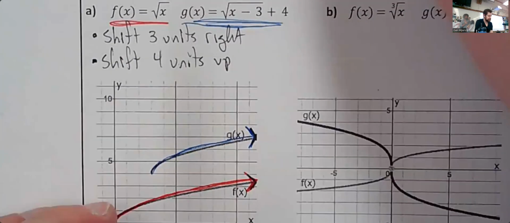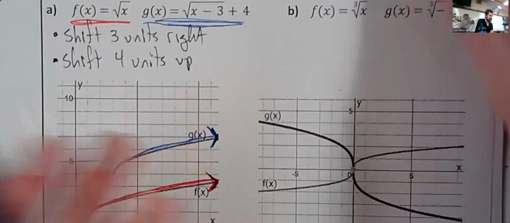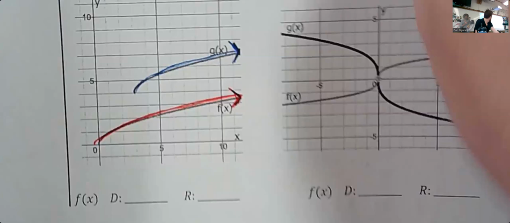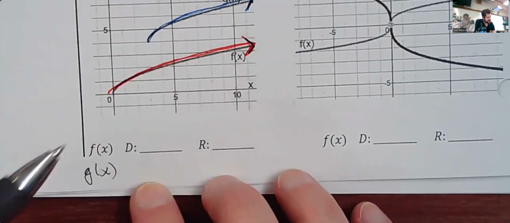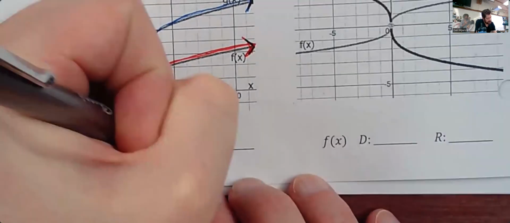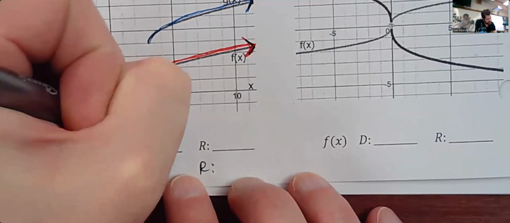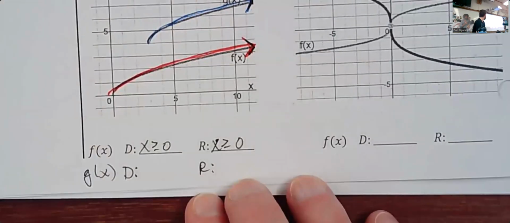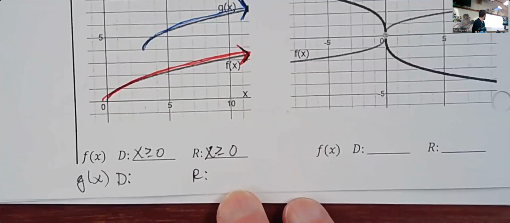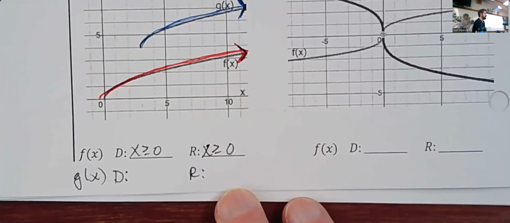At least, we're going to need f of x and g of x on here. So f of x is there. We'll have to write g of x underneath it. f of x is just the standard parent function domain and range. So that's x is greater than or equal to 0, and range is also x is greater than or equal to 0, because that's the parent function. How about g of x, though? What's our domain? What are our x values here for g of x?